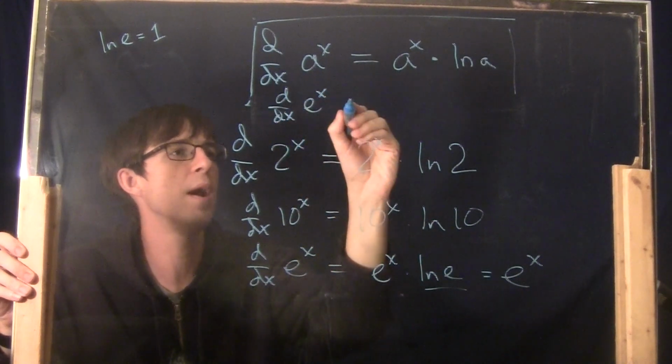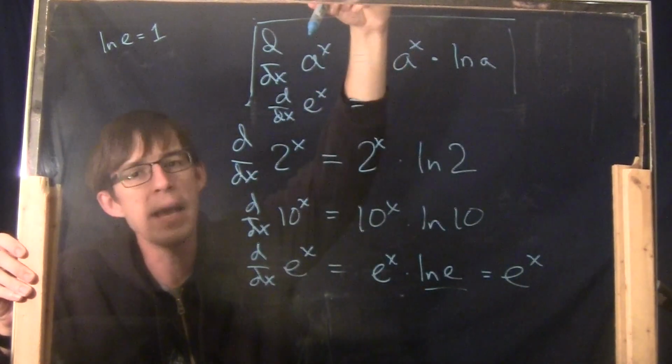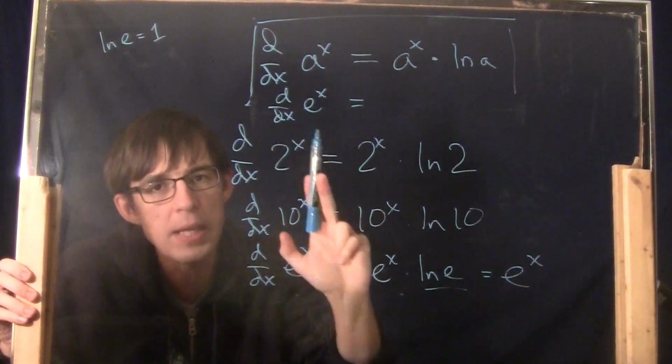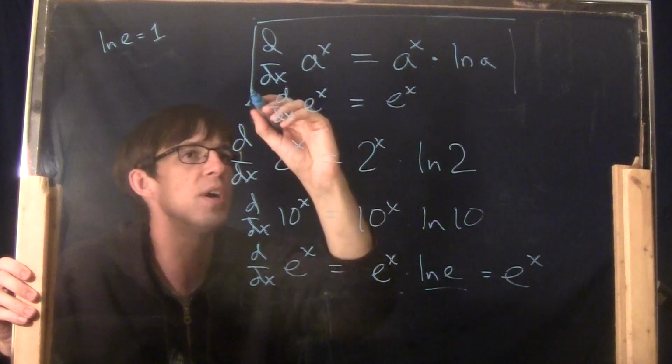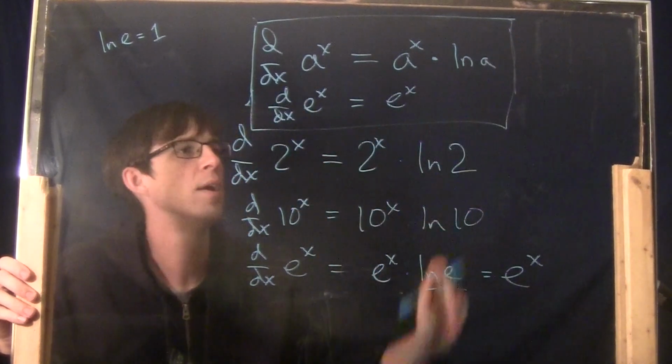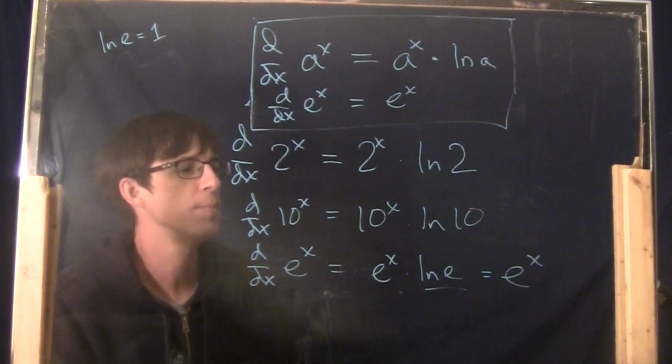Derivative of e to the power x. So here a can be any number, right? Here e, I'm talking about e. There's a specific number called e. That's the special number. And the answer is just e to the x. All right? Put that in a box of formulas to memorize.